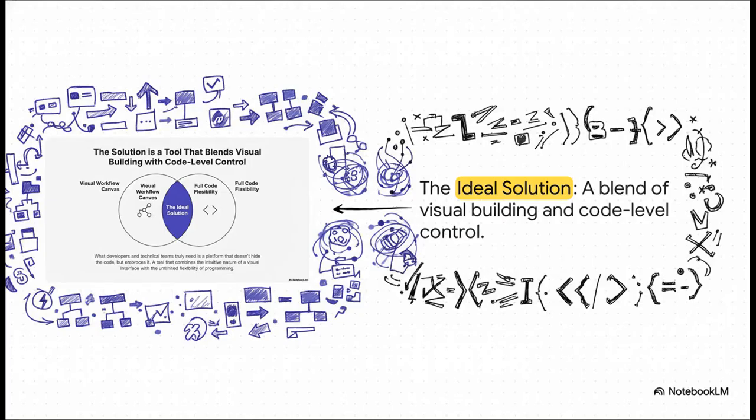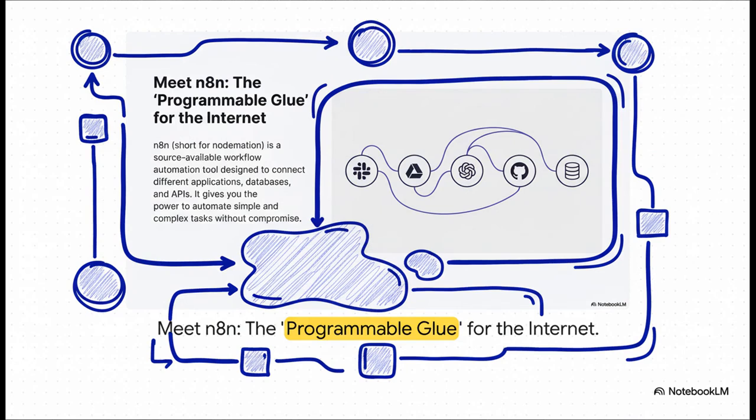Okay, so let's just daydream for a second. Forget about existing tools. What would the ideal solution look like? You'd want the best of both worlds, right? A beautiful visual canvas so you can build things quickly, but also have the ability to drop down to the code level for total control. A tool that doesn't just tolerate code, but actually embraces it. Well, that ideal tool, it actually exists, and it's called n8n. I think the best way to describe it is as the programmable glue for the internet. It's designed specifically to connect all your different apps and services without ever forcing you to compromise.